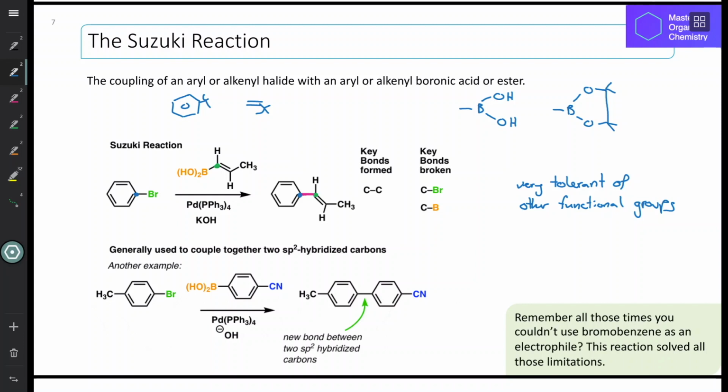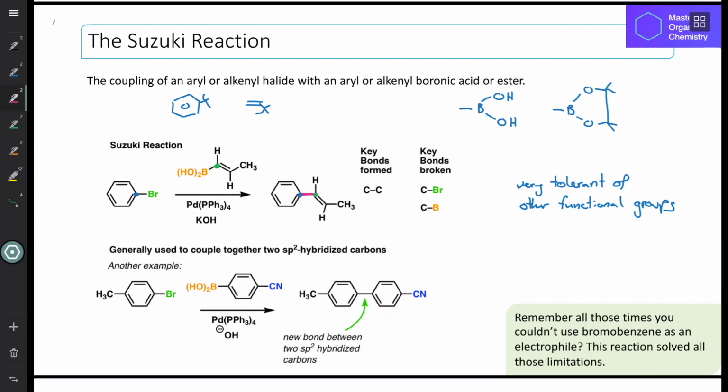Right. So here's an example where they have the cyano on the other side. It's completely untouched. The only thing that gets coupled is the halide and the boronic acid. Typically, Suzuki, like 90% of the time, it's just between two aryl groups, and that benzene-benzene coupling is really valuable, right? Because so many times, and even on the last quiz, I told you guys you can't use bromobenzene as an electrophile, right?